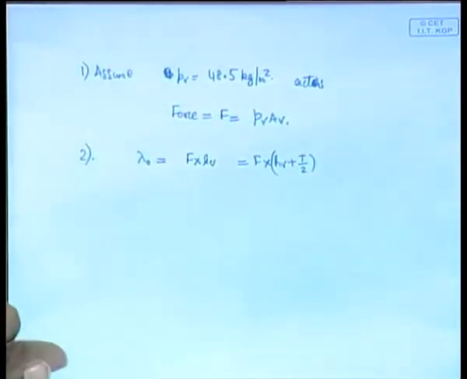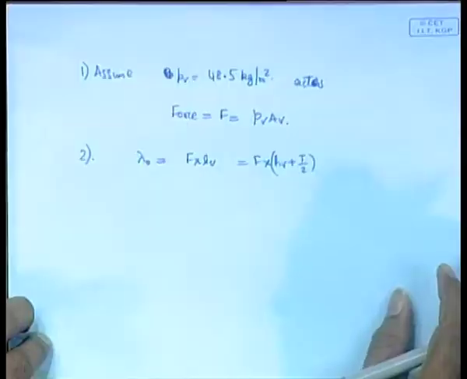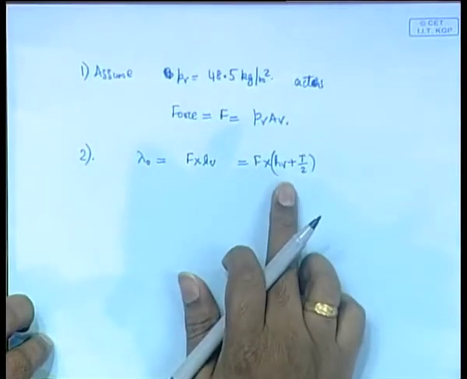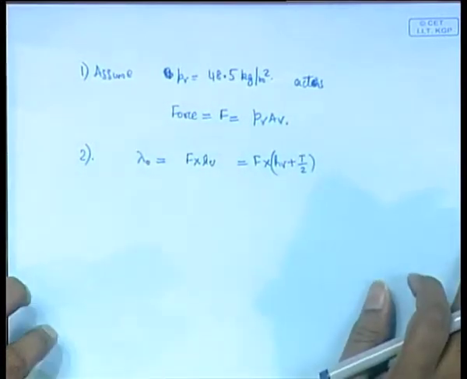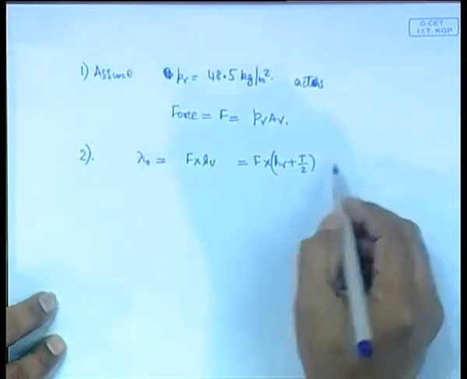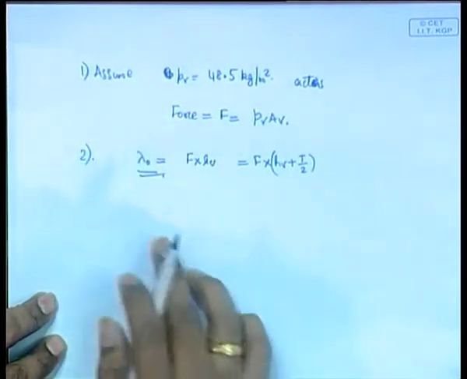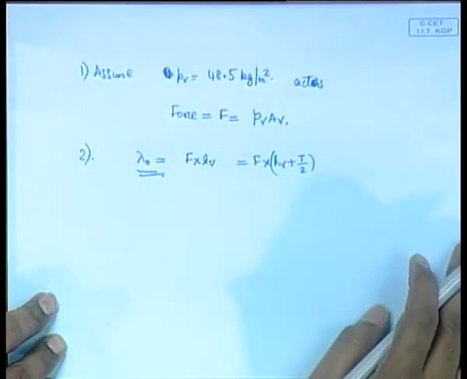That is the wind force acting here and the reaction from the water acting here. There is a distance between them, and because of these two forces acting, there is a moment tending to turn the ship. That moment is F into L, where F is the force and L is the distance between them. That distance is HV plus T by 2. Then we call this lambda 0. Just note these things.